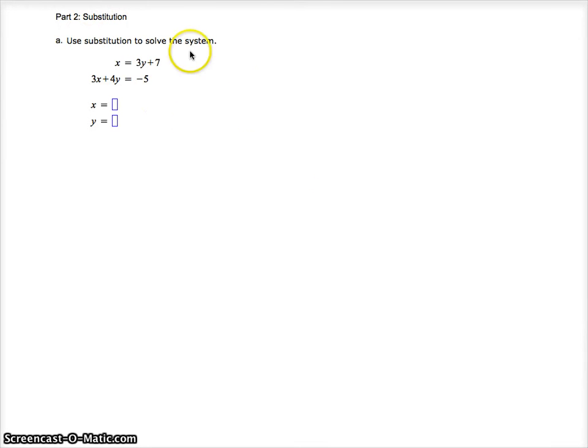Hello, welcome to part 2 of solving systems of equations. Here we're going to use substitution to solve our equation.